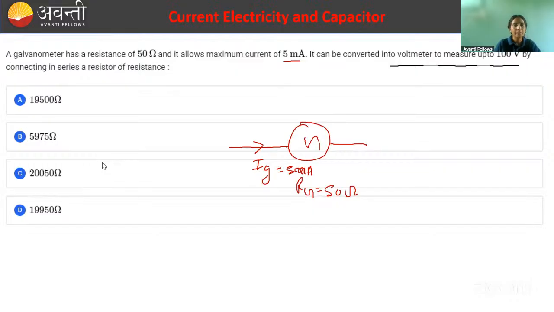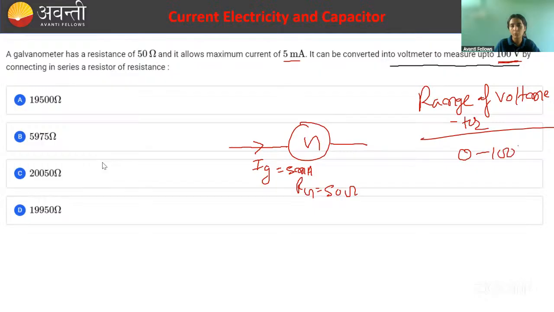Now, it can be converted into a voltmeter to measure up to 100 volt. So the range of the voltmeter here is given. Range of voltmeter is how much? If you see carefully, the range of the voltmeter is 0 to 100 volt. So up to 100 volt it can measure.